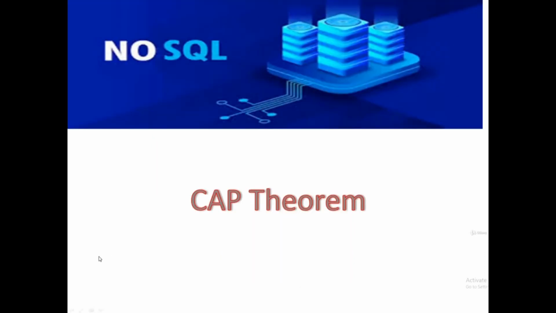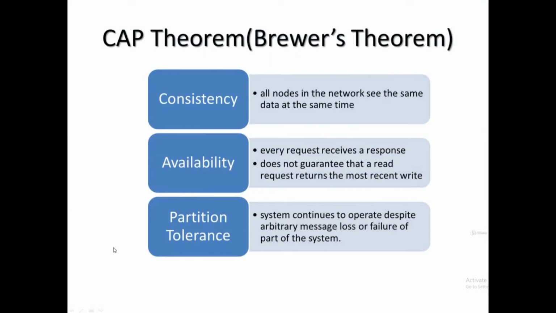Welcome to the lecture. In this video, you will learn the CAP theorem. CAP stands for consistency, availability, and partition tolerance. Let's look at the three system characteristics to which the CAP theorem relates. Consistency means that all nodes in the network see the same data at the same time.